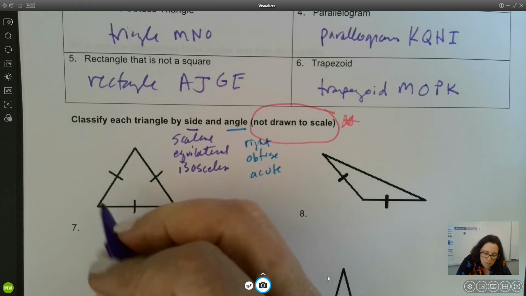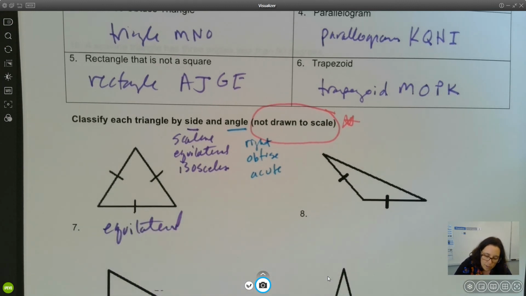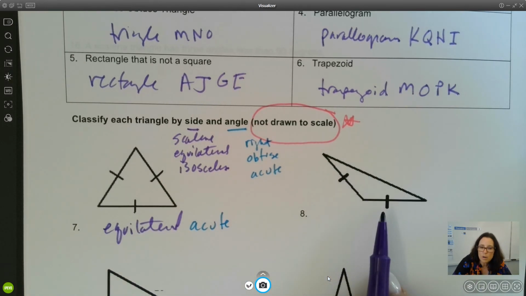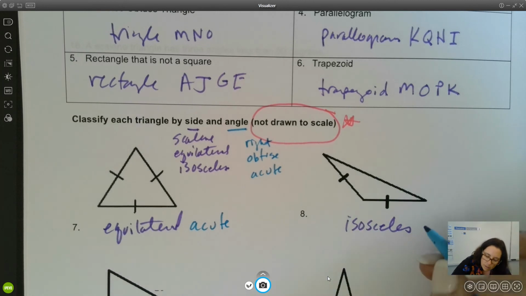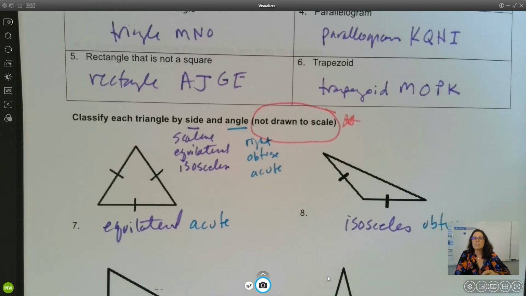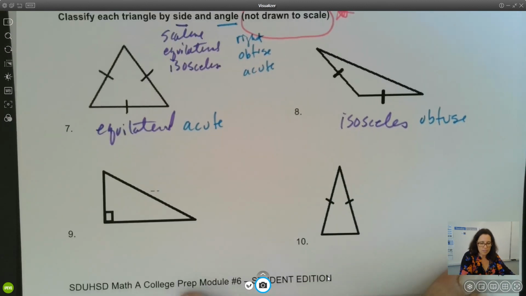So sides, these are all equal, so this is an equilateral, and this is definitely an acute, no angles bigger than 90. This guy, two sides are marked the same, so this is going to be isosceles, and we're looking at one obtuse angle. Can a triangle have more than one obtuse angle? Challenge question. Hopefully you're thinking no, because would it even form? If you had one bigger than 90, and then another one bigger than 90, would those sides ever connect? No.